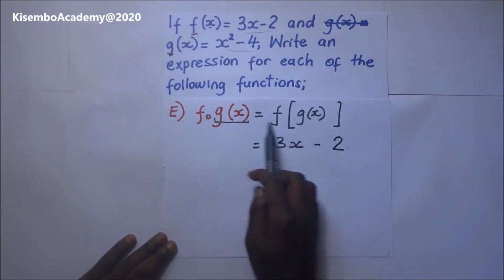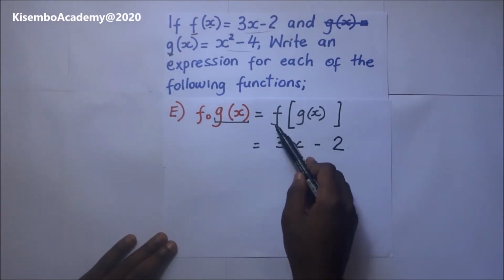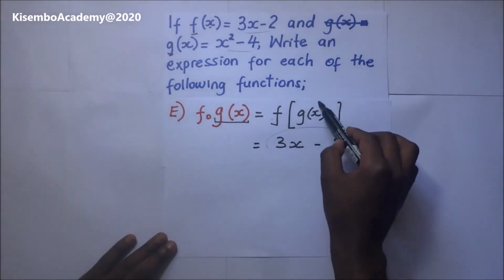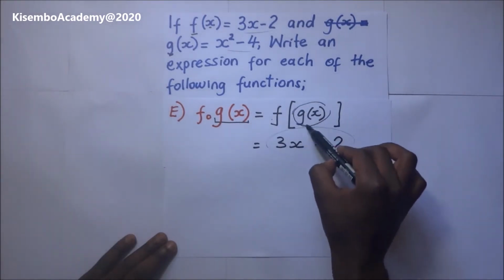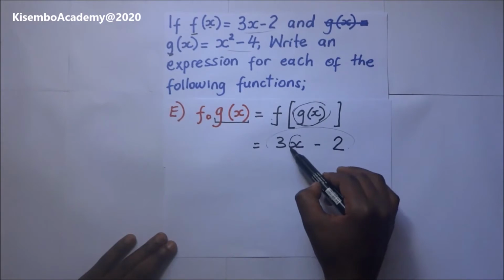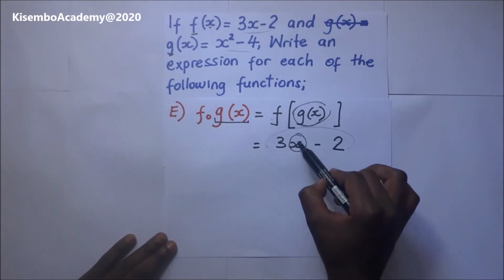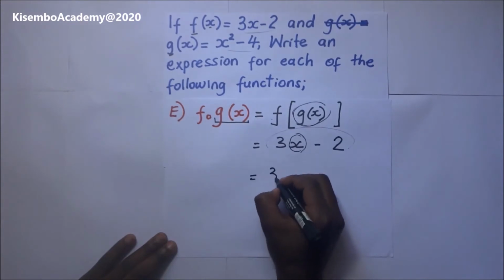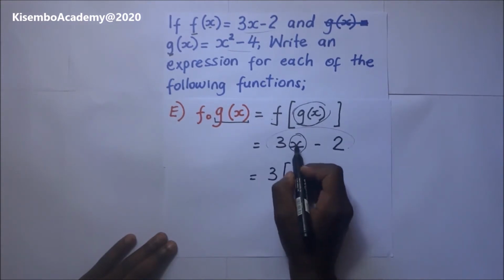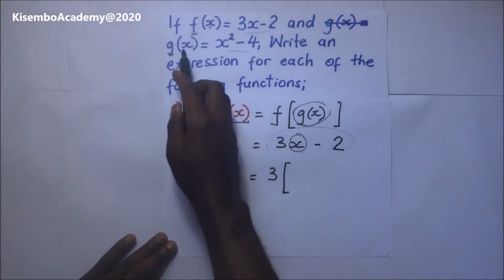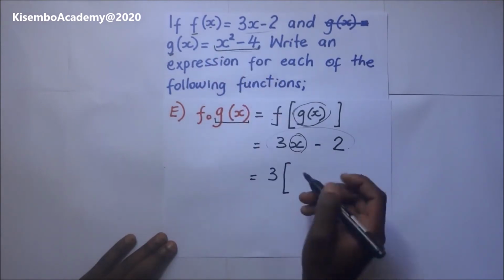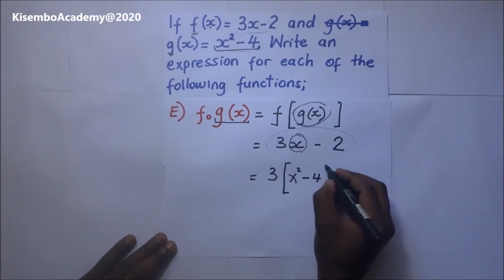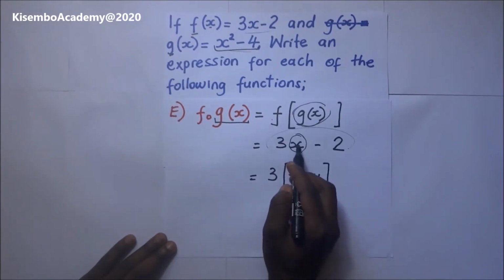And according to this composite function, the input value is another function. So in the place of x, we're supposed to put the function g of x. So this is going to become 3 multiplied by, in the place of x we are putting g of x, which is this whole thing. So this is going to become x squared minus 4, that is what we are putting in the place of x, minus 2.